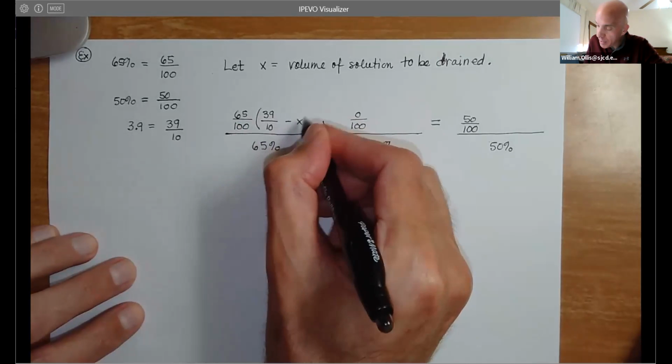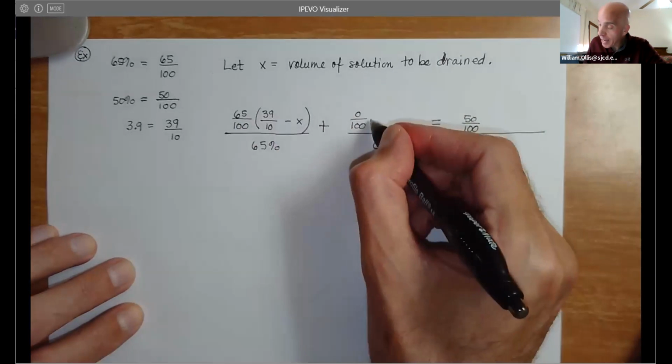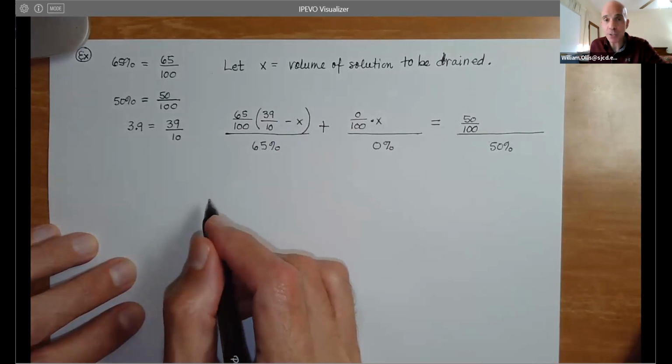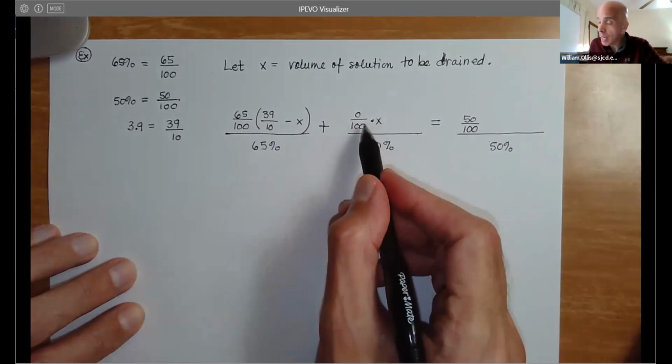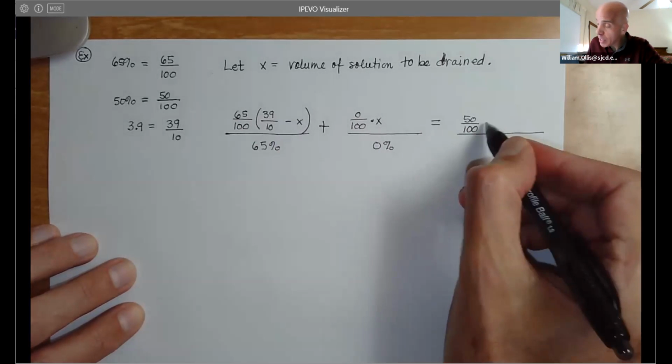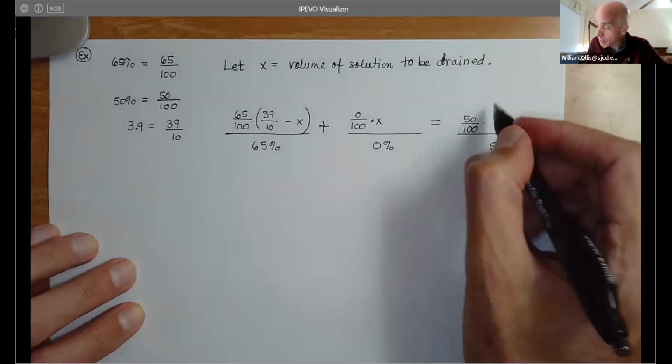This is the part that no one ever gets right. And then we're going to have X of this, though that's not going to have any impact on the equation. We actually, in this case, have X of this. And then over here, we just got what? What's the full tank? 39 over 10, right?